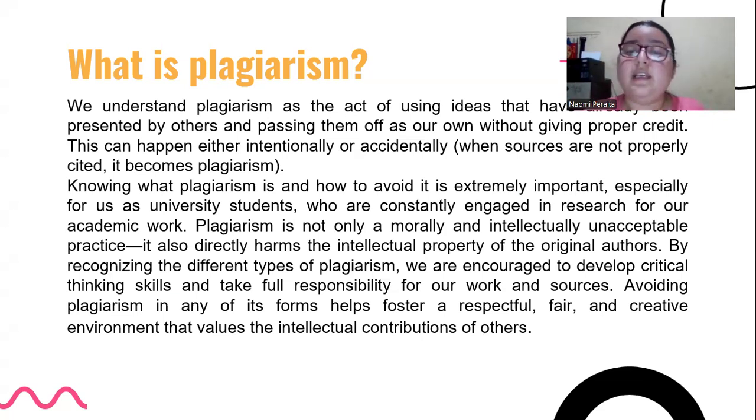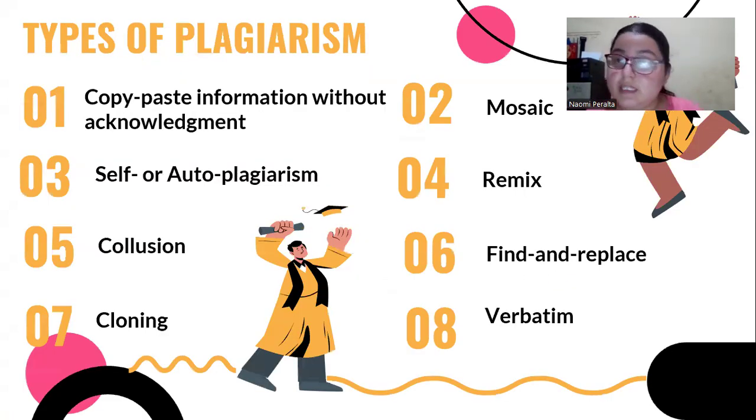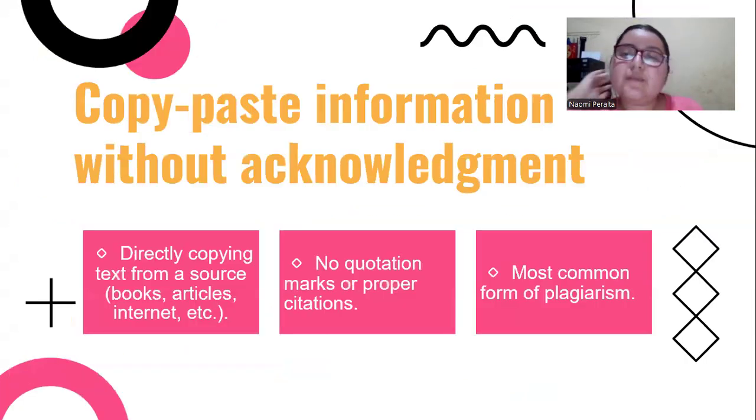And actually, by recognizing the different types of plagiarism, because yes, there are a lot of types, we encourage ourselves to develop critical thinking skills and take full responsibility for our work and sources. So it's really important. The types of plagiarism are eight. The first one is copy-paste information without acknowledgement, then mosaic, self or auto plagiarism, remix, collusion, find and replace, cloning, and verbatim. The copy-paste information without acknowledgement is the most common type of plagiarism.